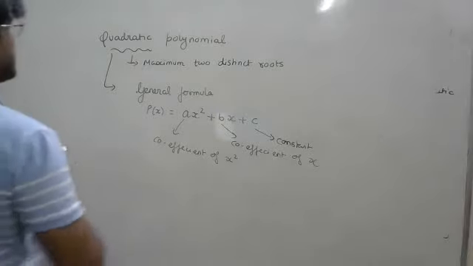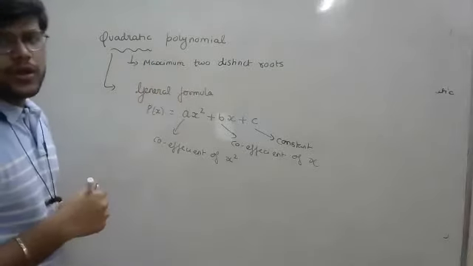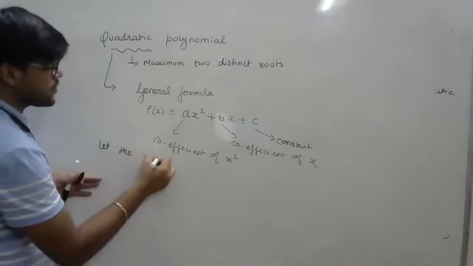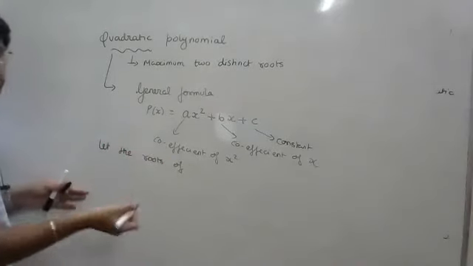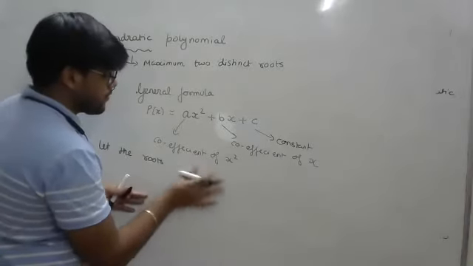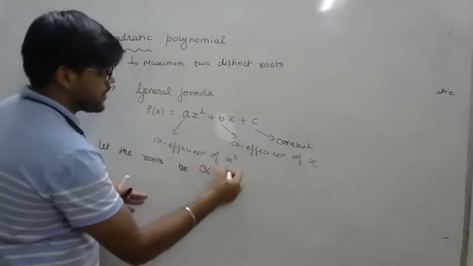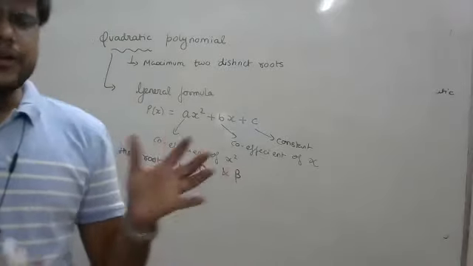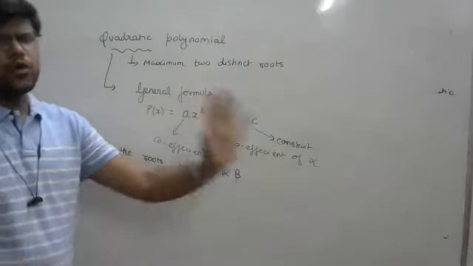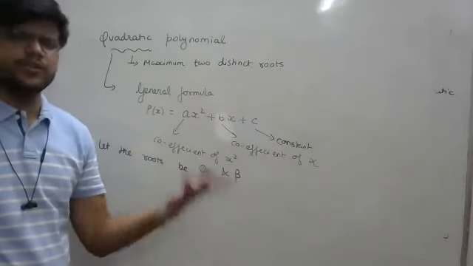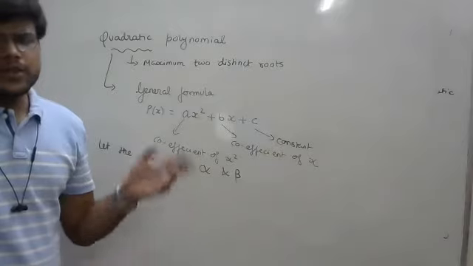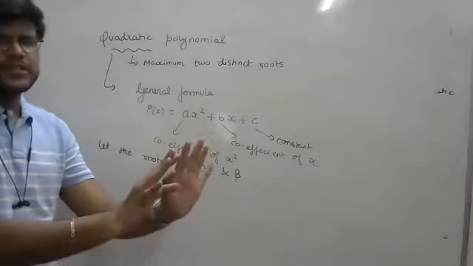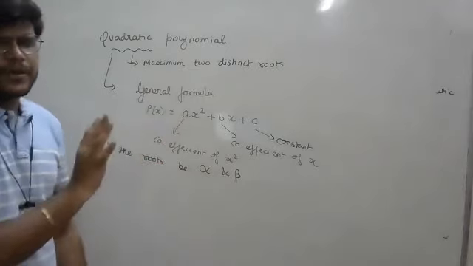Now, in case of a quadratic, we can have a maximum of 2 roots. Let the roots, or zeros, be alpha and beta. See, it's not compulsory to name them alpha and beta. Please understand, we are following one set of rules. In this book, it is alpha and beta, so we are following alpha and beta. It is not compulsory, but as far as this book is concerned, we will try to use the alpha and beta terms.